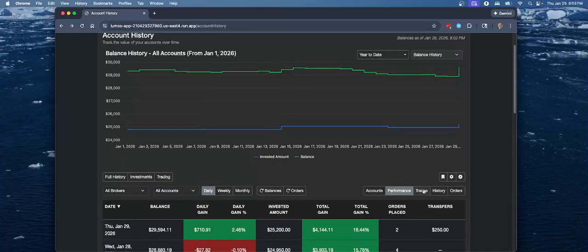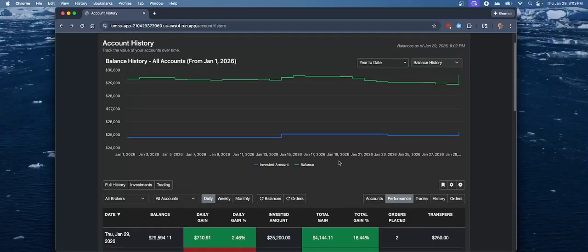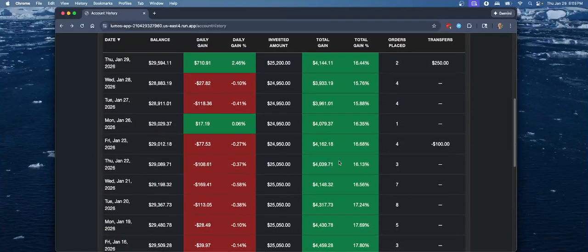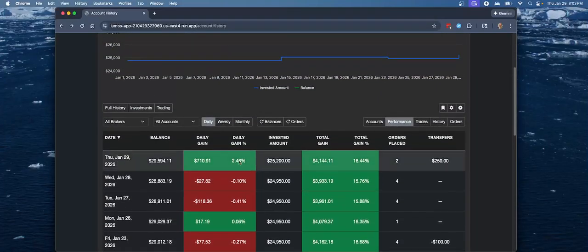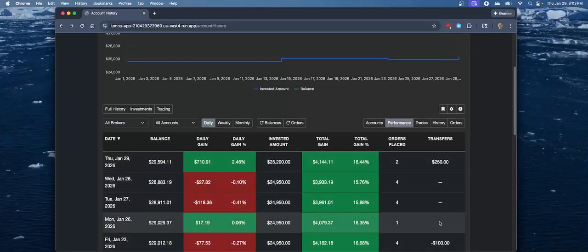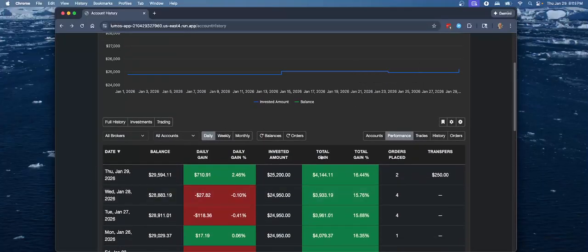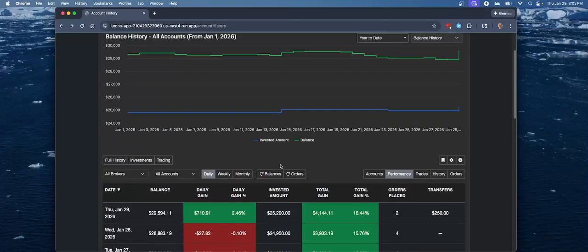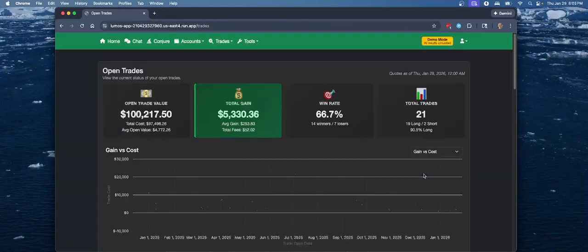All right, next tab. Anything else I want to show there? I think that's it. You can see the money I've transferred in and out, and there's links to some of the other views from here, which are kind of useful. Daily gain, total gain, amount invested, changing over time. You can see that all in the table here. All right, let's go to the trades view.